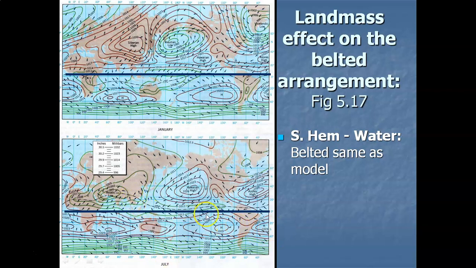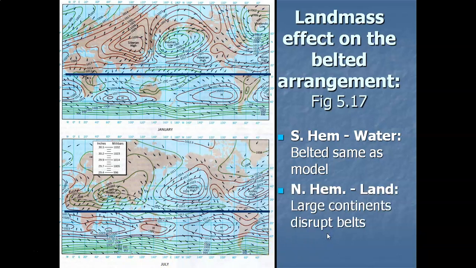There's the intertropical convergence zone, the belt of low pressure shown in green, the beautiful stacked up arrangement of the subtropical highs at 30 degrees. And then we've got our polar front low, and again, it's not showing the frontal systems, but of mid-latitudes. And again, it's not showing the polar high. But the belted arrangement is great in the southern hemisphere.